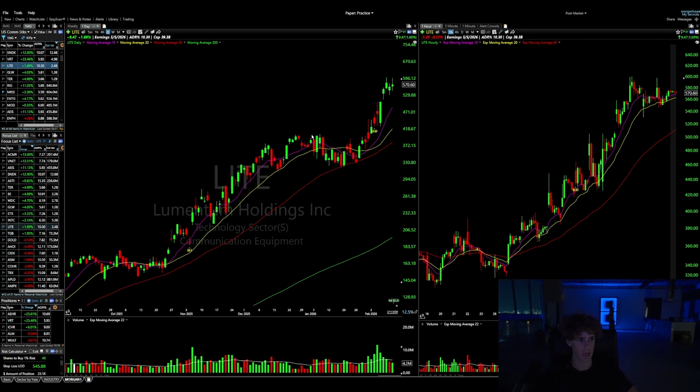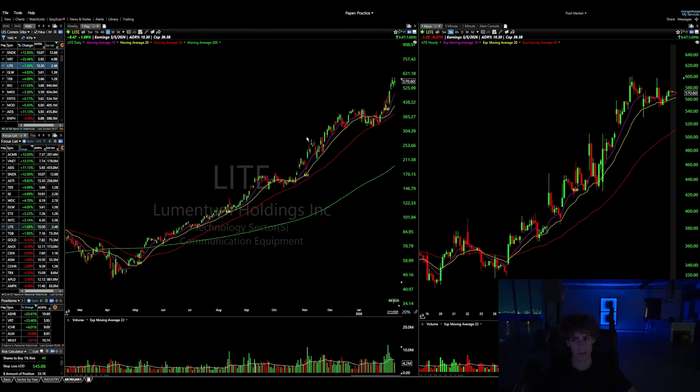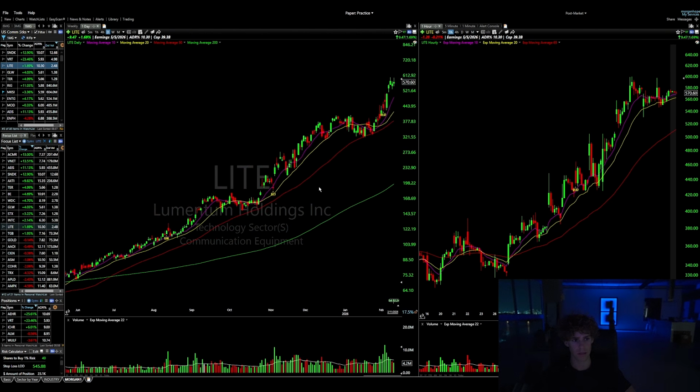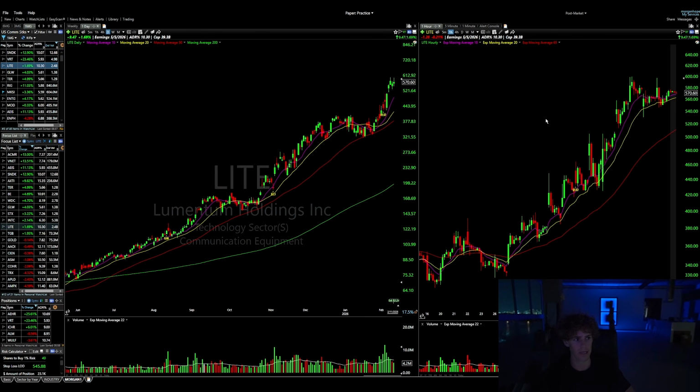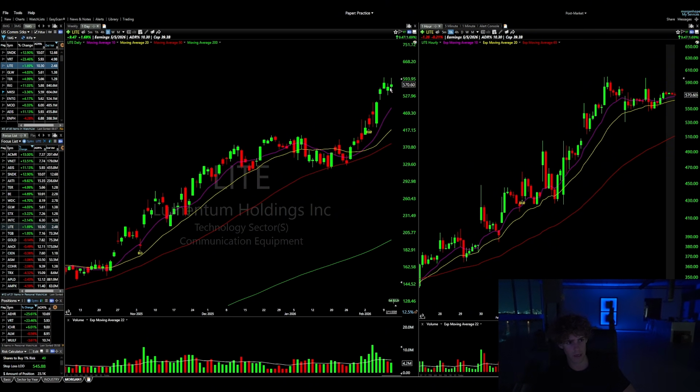VRT, that's one that I took today. Looks like it kind of wants to consolidate here. We can see, this is a stock that's very, very strong. Again, another very, very strong one, up 1,200% in the last 10 months. We can see these candles starting to tighten up a little bit. The volume's kind of dropping off. This stock is starting to get near a consolidation point.